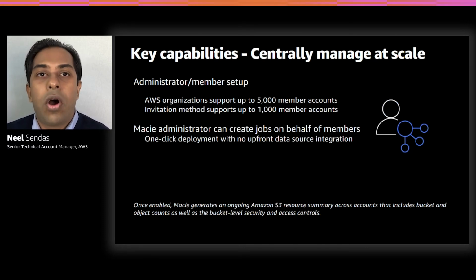Now, when it comes to onboarding accounts, one of the key features we have enabled is to allow customers to easily scale this service across multiple AWS accounts. Macie supports multiple accounts through multi-account setup with up to 1,000 member accounts, so customers can use the features of delegation to set up multiple member accounts, or if customers are leveraging one of the built-in features of AWS Organizations, one can scale these services with a few clicks to up to 5,000 accounts.